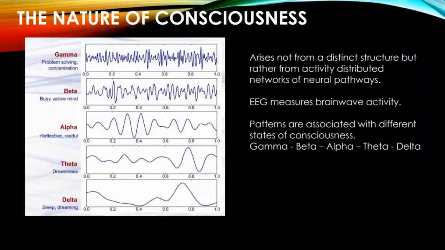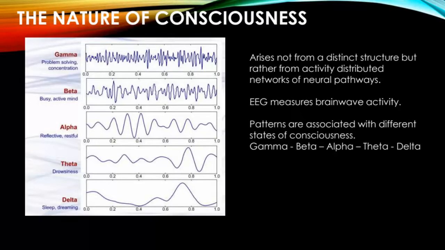So consciousness itself, okay, it's not a structure in your brain, but it's rather to do with your neural networks and pathways in your brain. And so we remember that the EEG is what we use to measure brainwave activity, and measuring brainwave activity is one of the ways people can research consciousness. So when they measure the electrical activity in our brain, they pick up different patterns of brain waves that are associated with different states of consciousness.